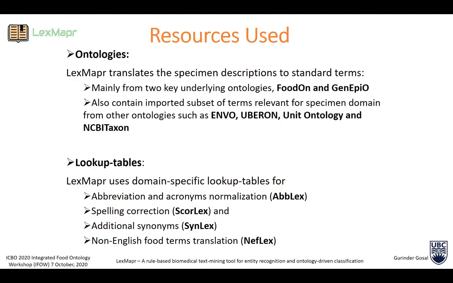Of course, ideally the synonyms are in the ontologies, but we found that many synonyms are missing. So if we could use those synonyms to enable the mapping, we have this lookup table for our particular domain. And of course, a non-English food terms translation lookup table was also there.